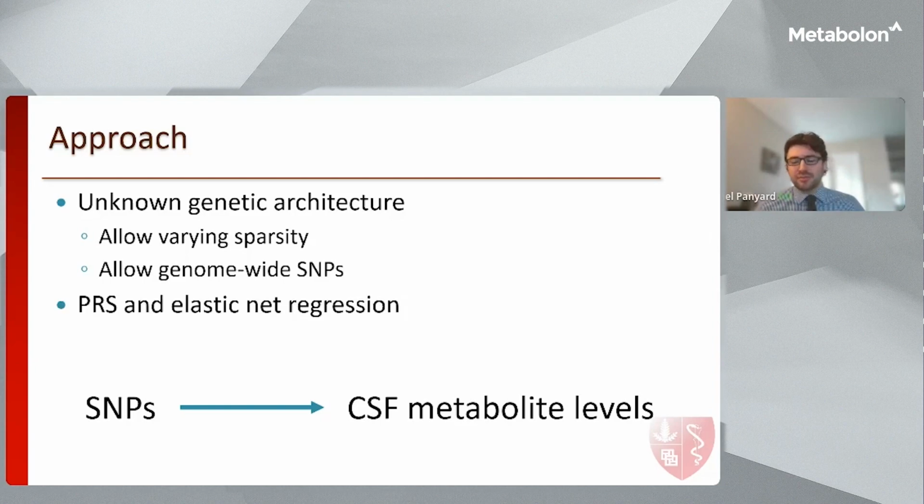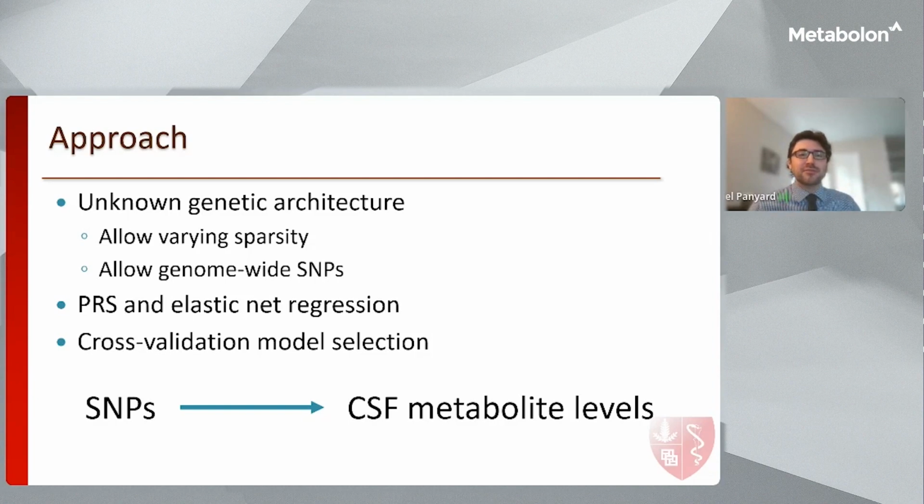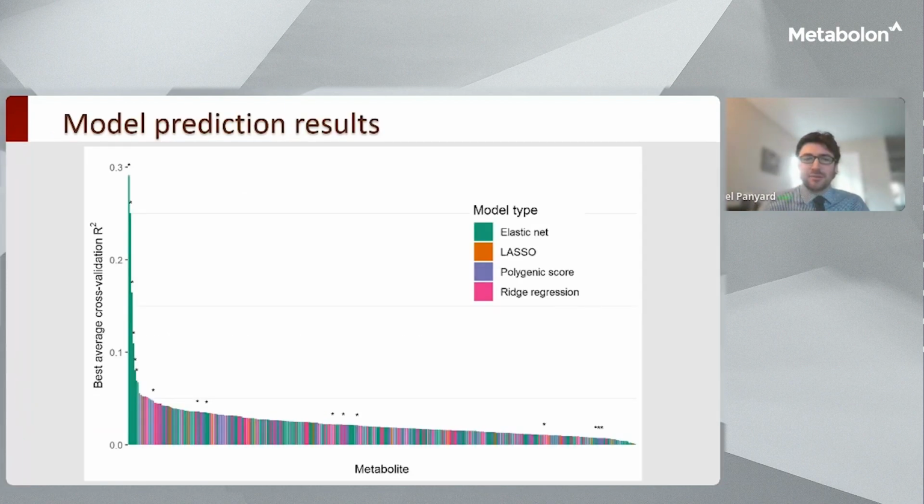In our case, we used a combination of polygenic risk score or general linear models, and then also elastic net regression. We ended up doing a lot of cross-validation model selection, tried a lot of different types of models to see which ones work best for different metabolites. I'll skip to the final results of this process, which are summarized here. Each metabolite is a different vertical bar, and the height of the bar tells you how strongly the predictive models worked for that metabolite. As you can see, if you look at the y-axis here, we're looking at R squared, or proportion of variance captured, for most metabolites around 2 to 5%.